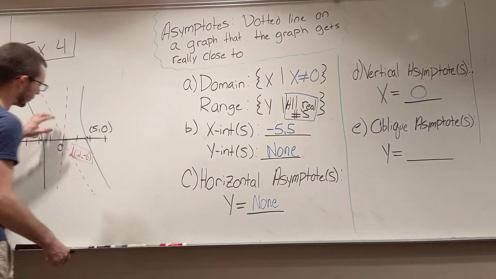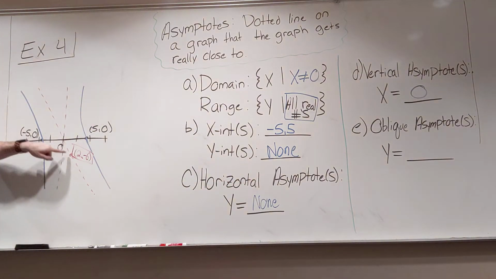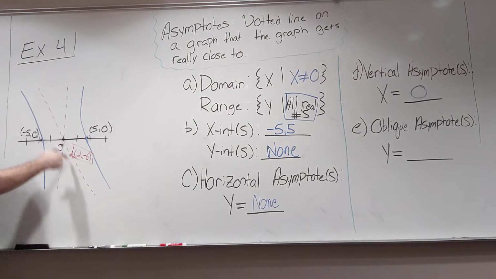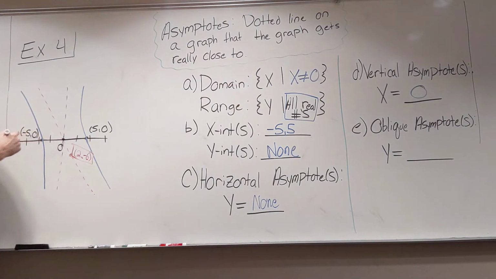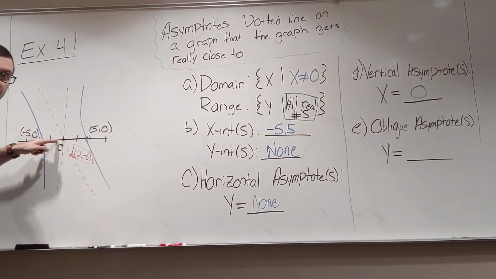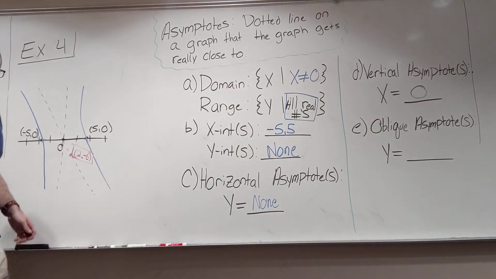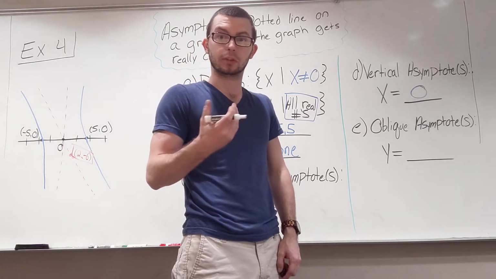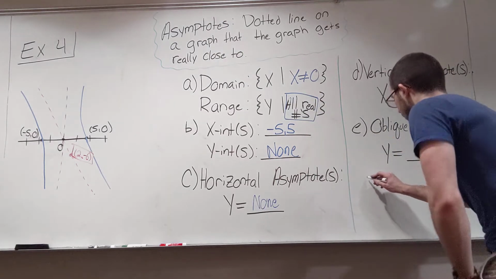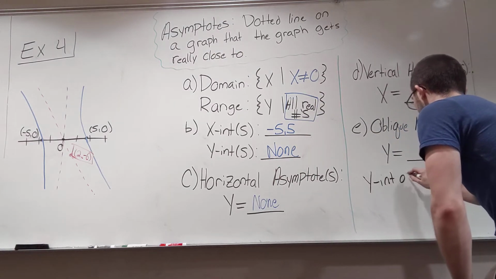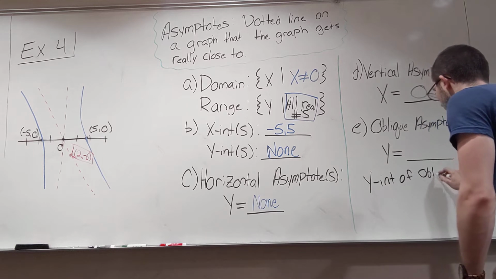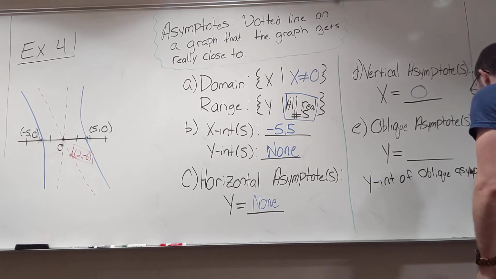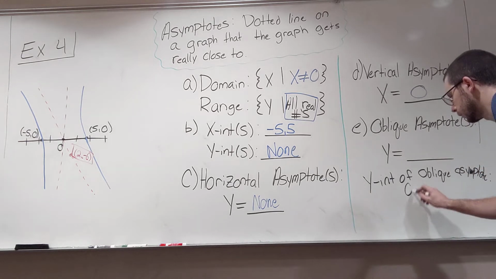Something to note about this diagonal line is that it crosses through the origin. Crosses right here, through the origin. That's one of the places where this diagonal line crosses through. And in fact, that's where it crosses the y-axis. And so, with that being said, the y-intercept of the oblique asymptote is 0.